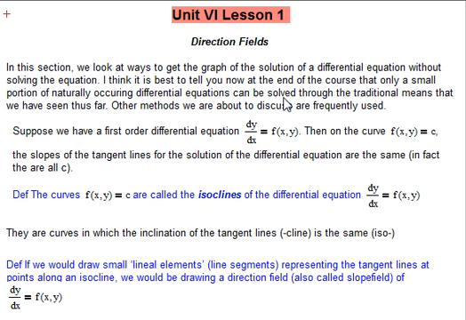Suppose we have a differential equation dy/dx equals some function of x and y. Then on the curve f(x,y) equals c, in other words, whatever this is equal to c, the slopes of the tangent lines for the solution of the differential equation are the same, because this side and this side of the equation are the same. So the slope of the tangent line would be c, whatever that c would be.